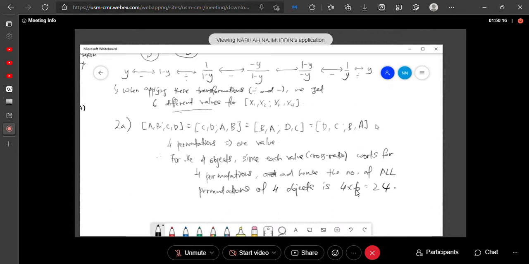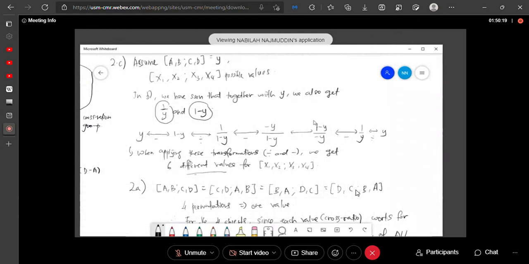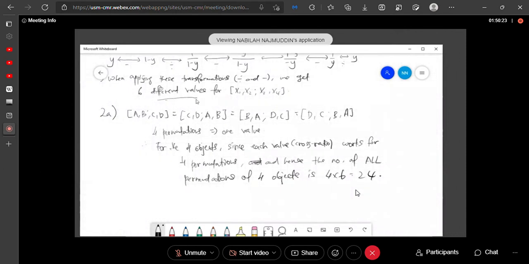So what was the question? Find all possible values. So the answer is actually 6 values. But for additional info, there are actually 24 permutations. If we have x1, we have 4 points like this. Then for these 4 objects, we have 6 values of cross ratio. But there are actually 24 possible permutations, where these 24 give only 6 values. Why? Because 4 permutations equal 1 value. Okay?